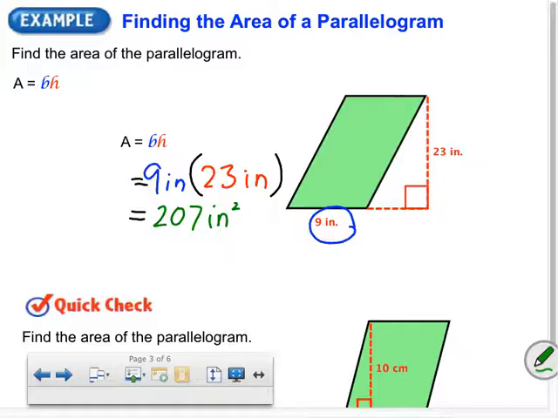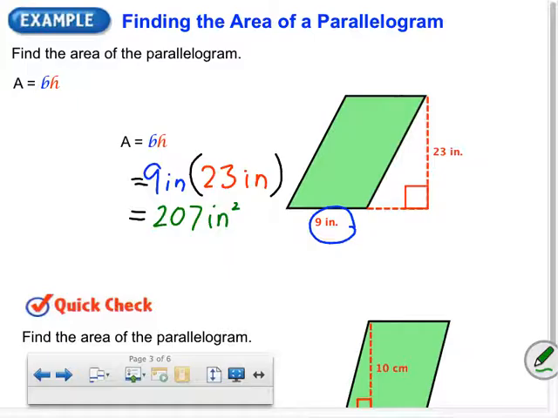Because what this question is answering is, in this parallelogram, how many square inches would fit in that parallelogram to cover up all the area inside the shape? 207 square inches would cover the entire parallelogram. Does that make sense? Okay. Yep, go ahead.